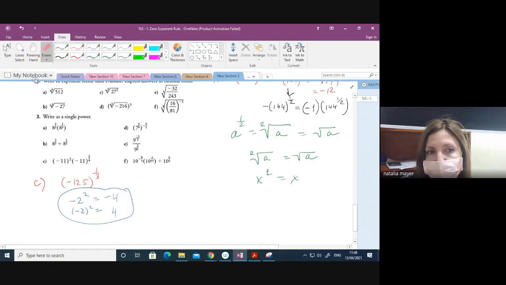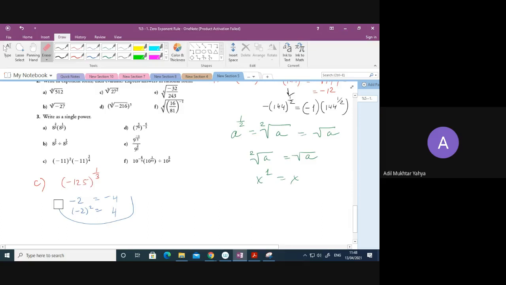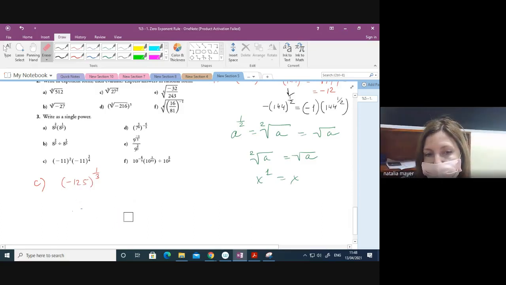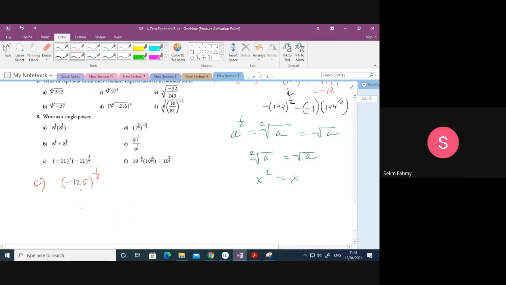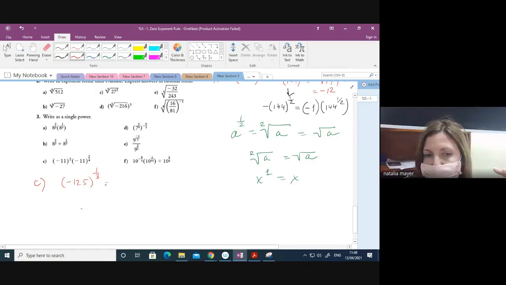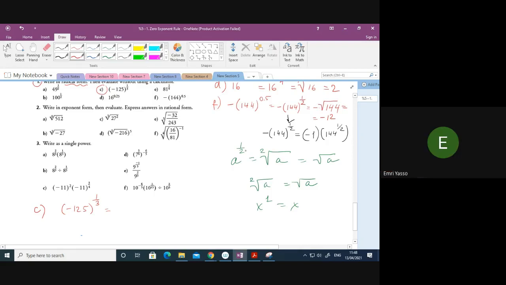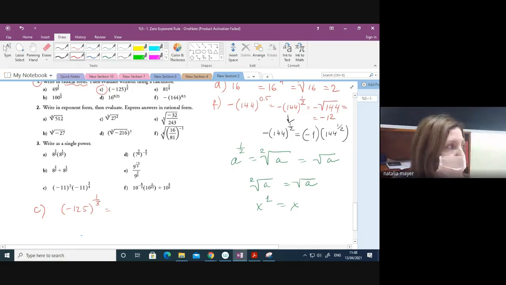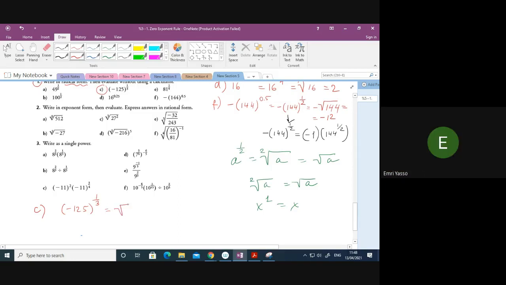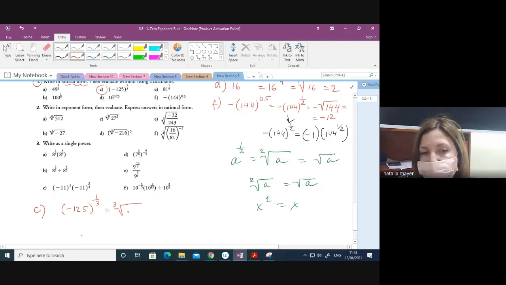So let's go to C. It would be negative 125 to the power of 1/3. So let's now work with this question. It's index 3. The minus is attached to 125. You cannot put it in front of the radical like here. It will go with it. So let's switch to the radical form. What kind of root is it going to be indicating? Index 3. So the third root of negative 125.